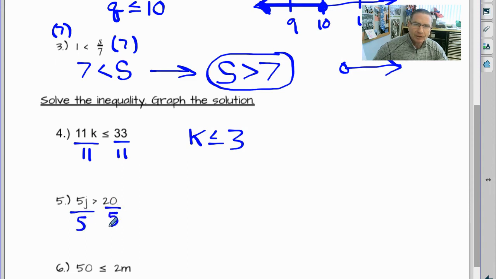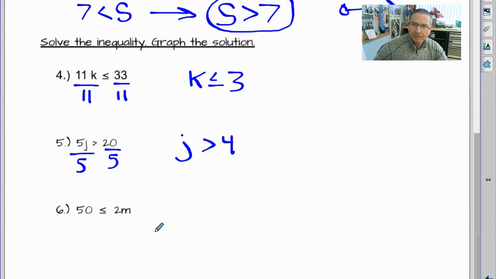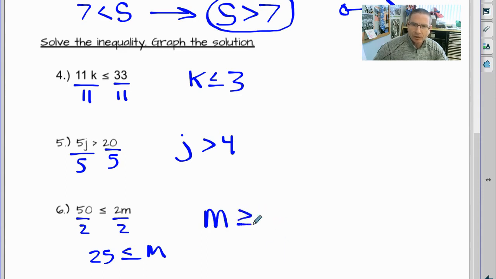Again, we're going to multiply here. So I'm going to use the division to undo it, and that's J is greater than 4 when I do the division. And then finally, I'm going to divide both sides by 2 here to get that M by itself. So again, I'm going to get that 25 on the left-hand side here. So I want to make sure I rewrite this with the M on the left. It's pointing at the 25, so that will be greater than or equal to 25 on the rewrite. Okay.